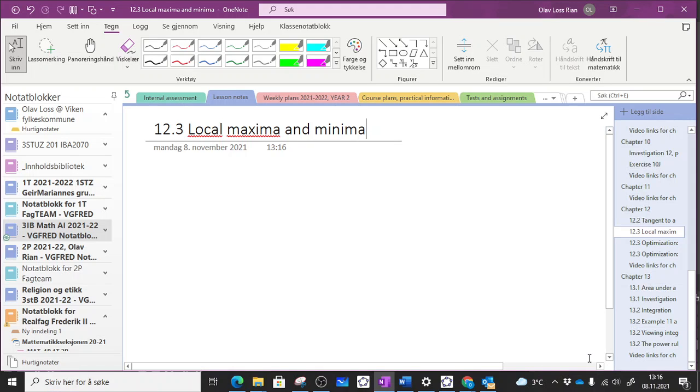Okay, we're going to look at local maxima and minima, so maximum points and minimum points on a curve. And we start by drawing the graph of a function.